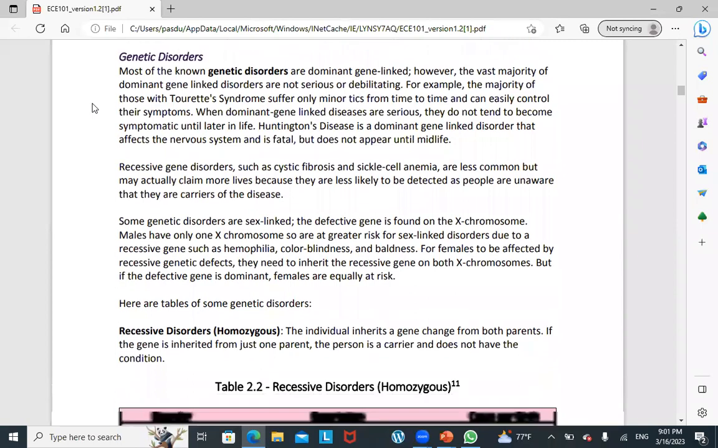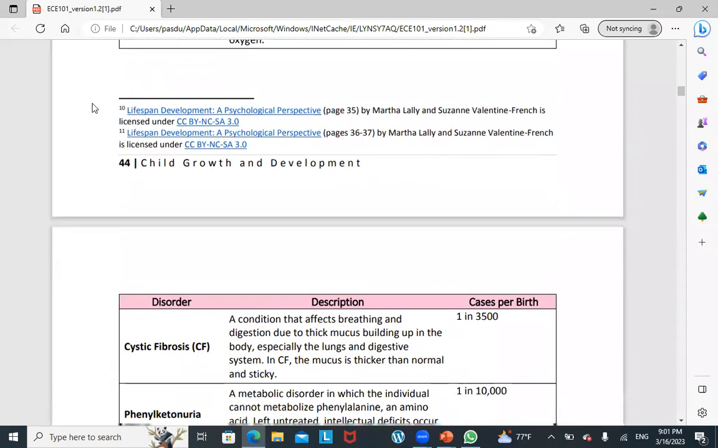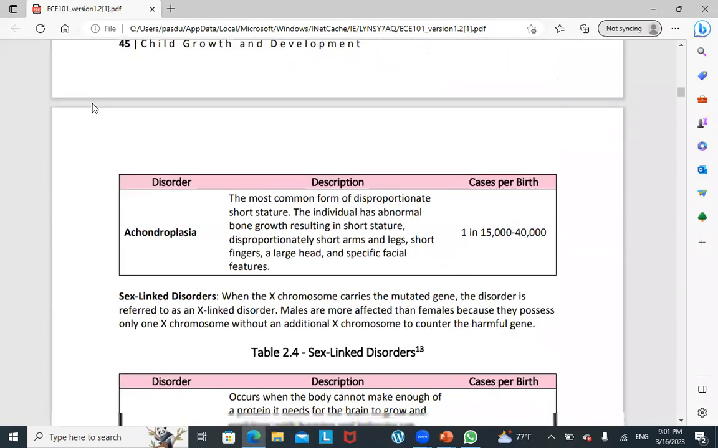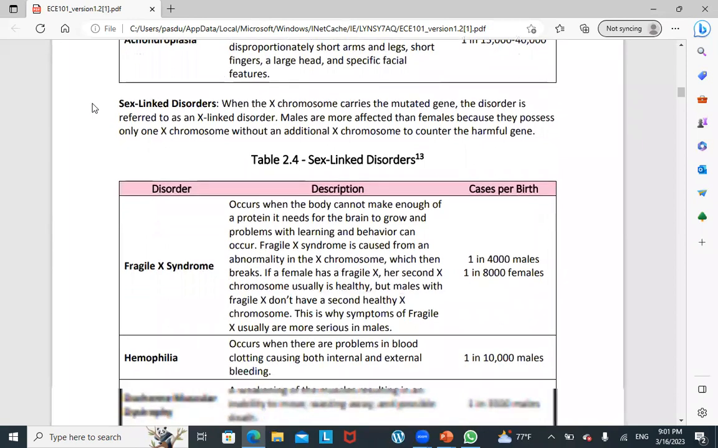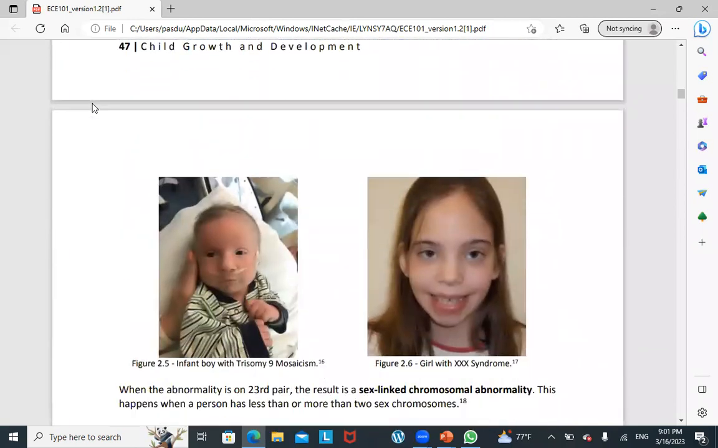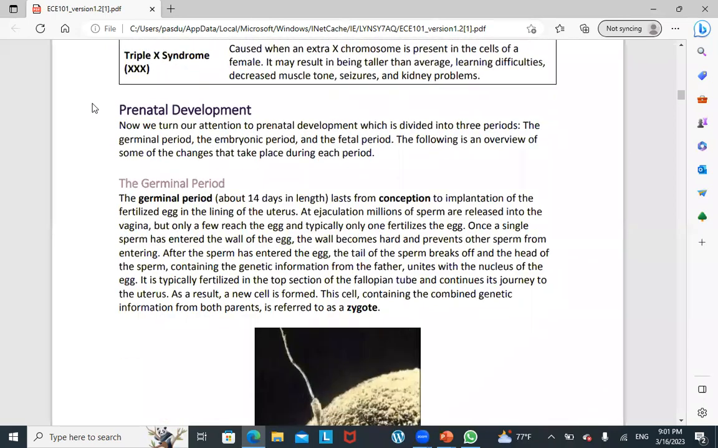So, recessive disorders, you can read this, and once you are ready, we can have a discussion. These things are not very important, so I'm skipping them. Some of these diseases are also mentioned here.